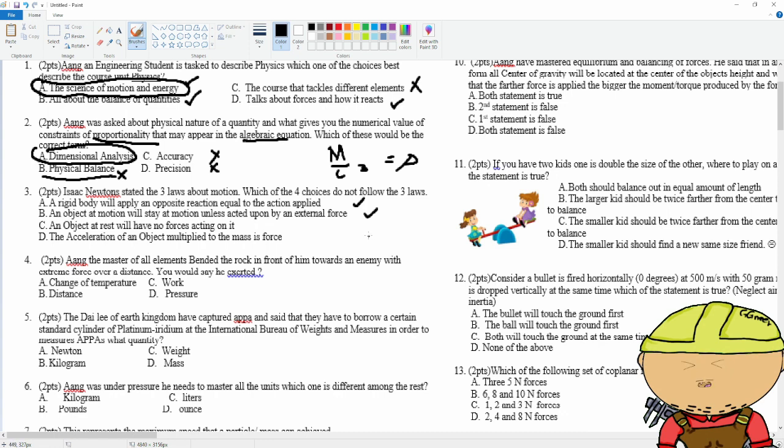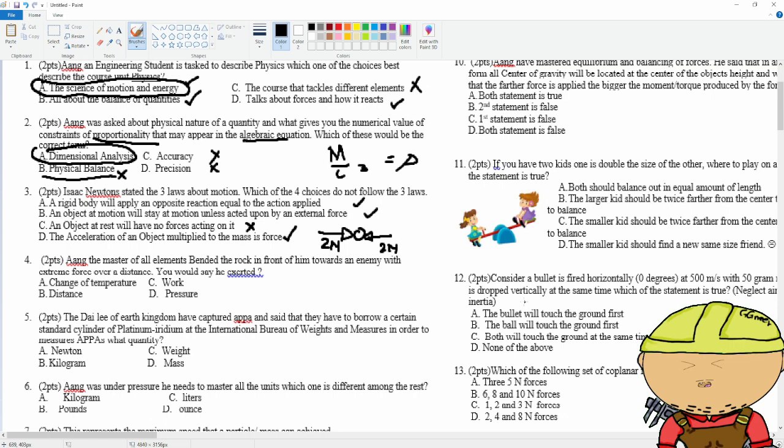Not necessarily, because when there are 2 Newtons going to the right and 2 Newtons going to the left, the object will stay at rest, but it's not true that there are no forces acting on it. The acceleration of an object multiplied by the mass is force. Acceleration, the law of motion. A rigid body will apply opposite reaction: law of action and reaction, law of inertia, and law of acceleration. Yeah, the third one is the answer. There's no such thing as zero forces.